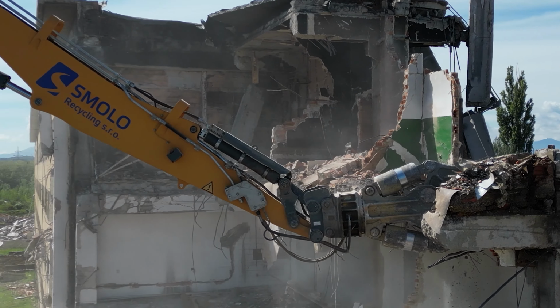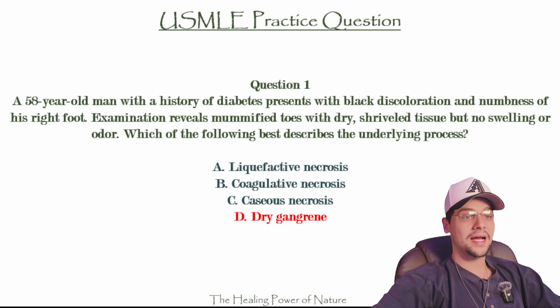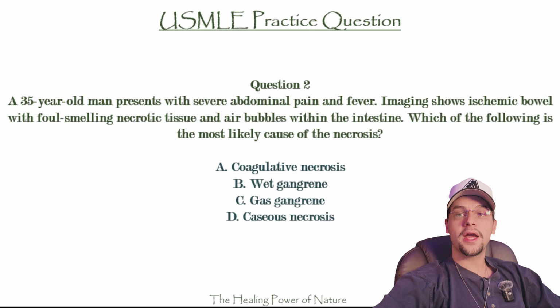So let's go ahead and jump into some USMLE practice questions. Like I'll always tell you, begin with the last sentence, then read your answer choices, then read the entire question. So I'll go ahead and give you a few minutes and then we'll review this question. So if you chose D, dry gangrene, that is correct. That's because this patient's presentation of mummified toes with black discoloration and no signs of infection is classic for dry gangrene.